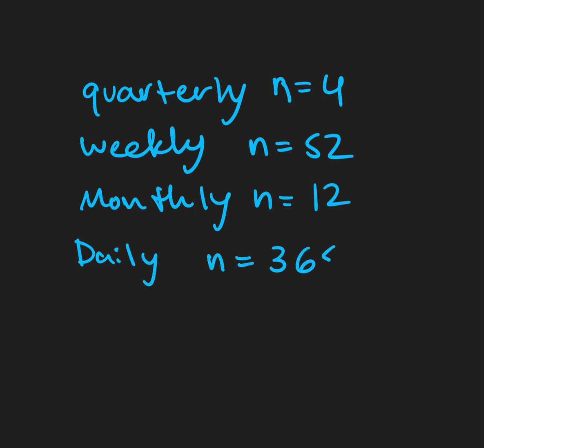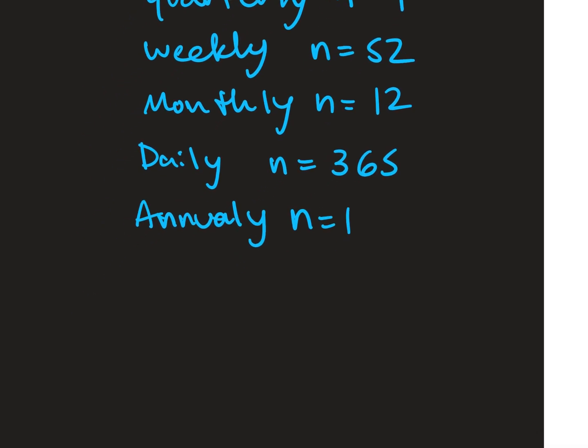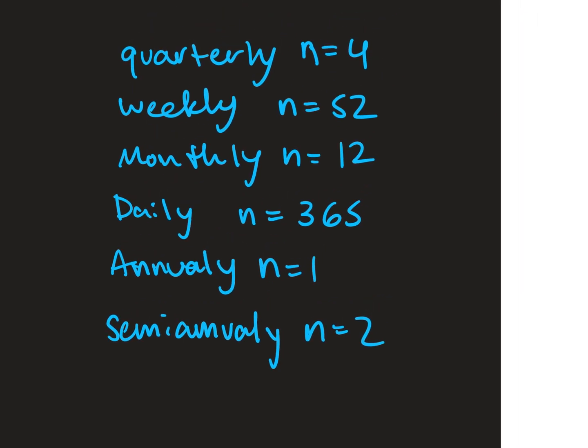What about daily? 365. Annually would just be 1. And semi-annually? Semi-annually would be 2. So these are keywords that you would see in the question. You just have to know what N is depending on the words.